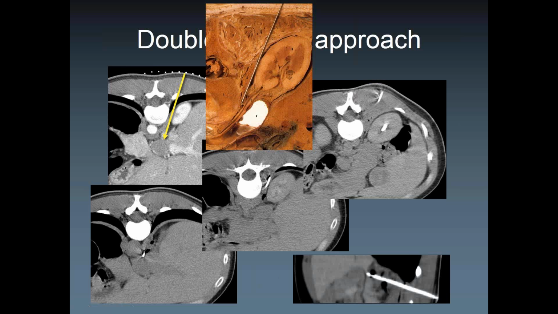If you do a sagittal reconstruction, it will look like that. So you barely get underneath the pleural space and navigated the needle in a cranial direction into the target. So that worked out okay.